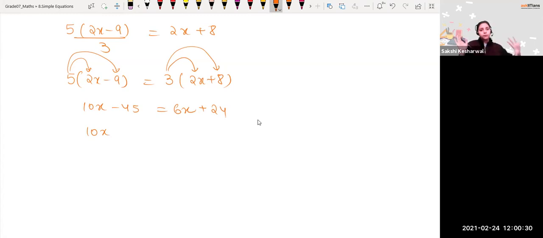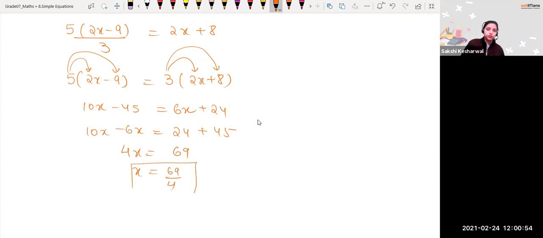So put the variable part on one side and the constant part on the other side. So it will be minus 6x, because 6x is positive, it will become negative. And 24 plus 45, because this is negative, it will become positive 45. So 4x is equal to how much? Sorry, 69, not 49. 69. So x is equal to 69 by 4. This is your answer.